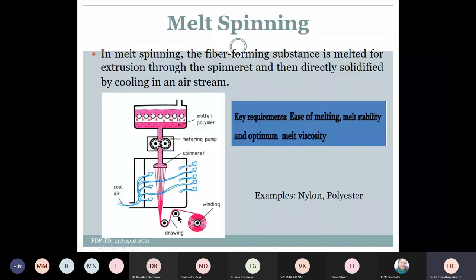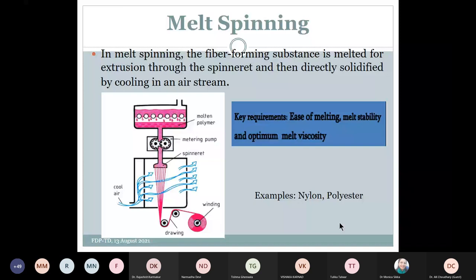So the key requirements are melting and melt stability, and then optimum melt viscosity. A good example is nylon fibers and polyester fibers from melt spinning. Nylon and polyester are very popular synthetic, man-made fibers, and both of these fibers are manufactured from melt spinning technology.